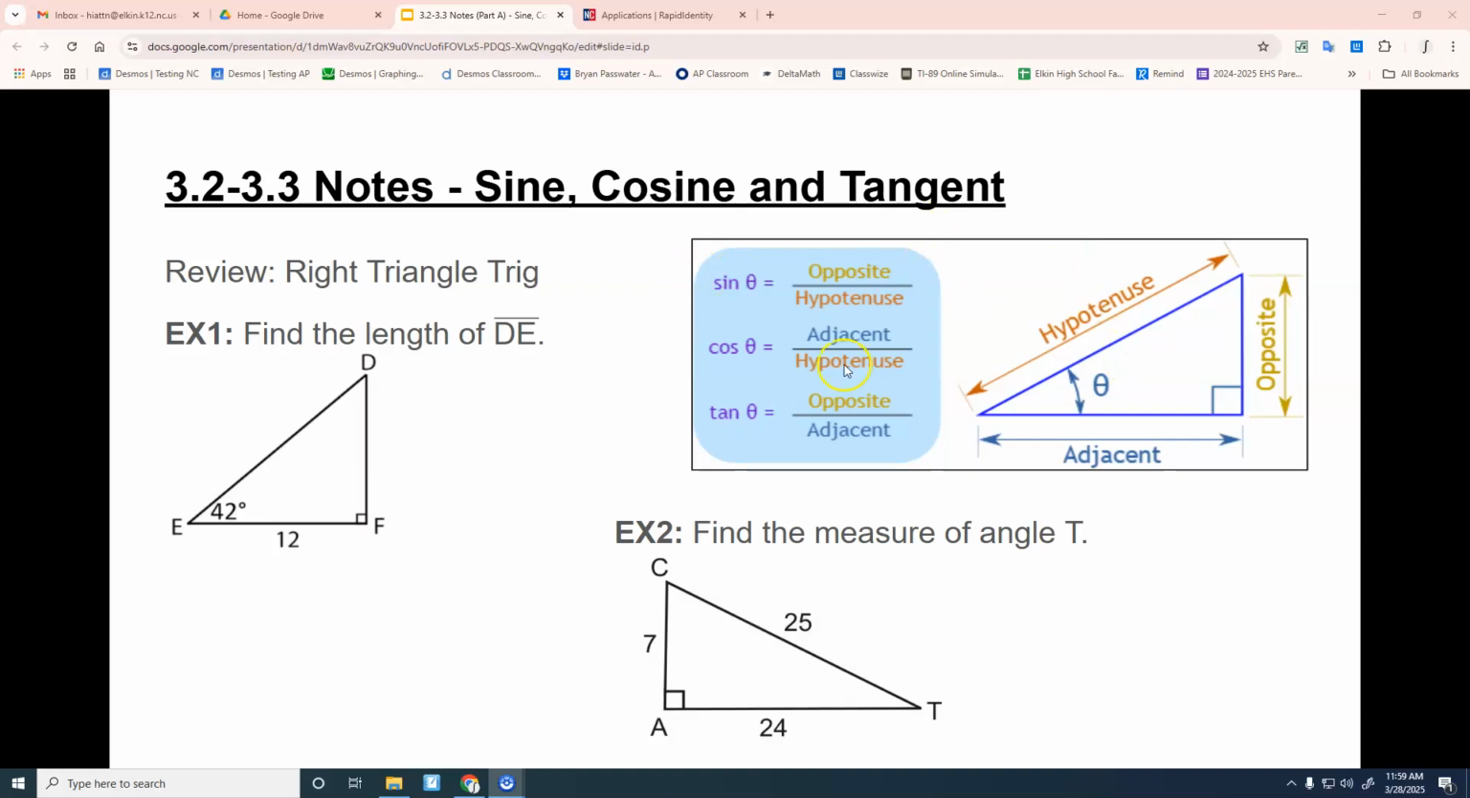So regular right triangle trig is sine is opposite over hypotenuse, cosine adjacent over hypotenuse, tangent opposite over adjacent. This is like the first thing you learn about trig, and these ratios only apply for right triangles. To help you remember these ratios, you may have learned SOHCAHTOA, possibly.